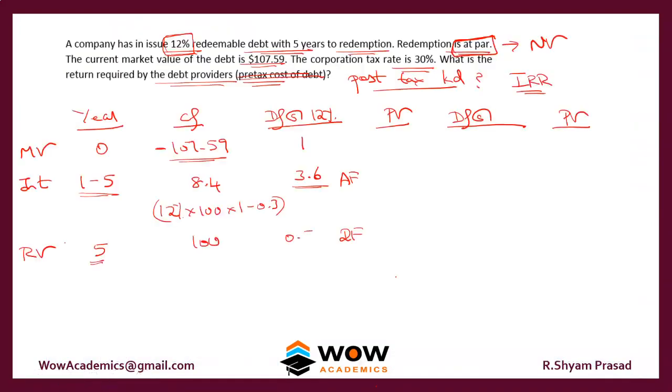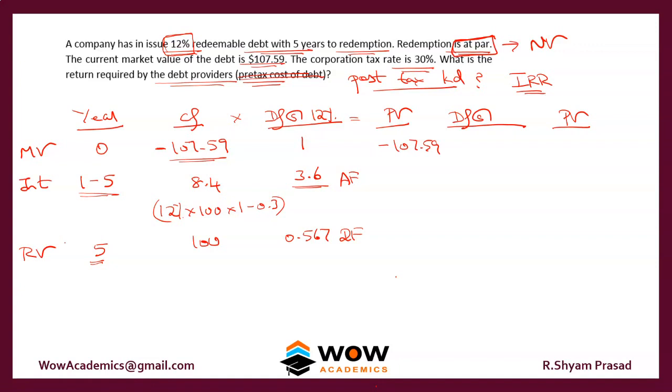It's 0.567. So you'll find out the PV. The PV comes to multiply 8.4 into 3.6. Okay, multiply the cash flow and discount factor, you will get the PV. So the PV comes to minus 107.59.